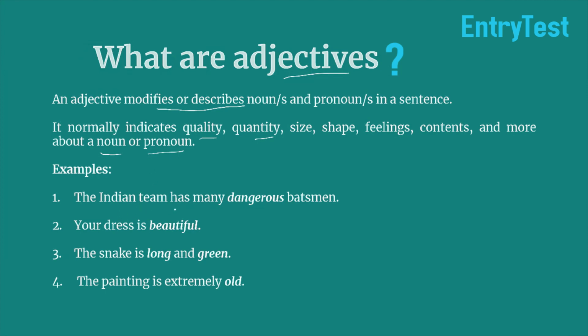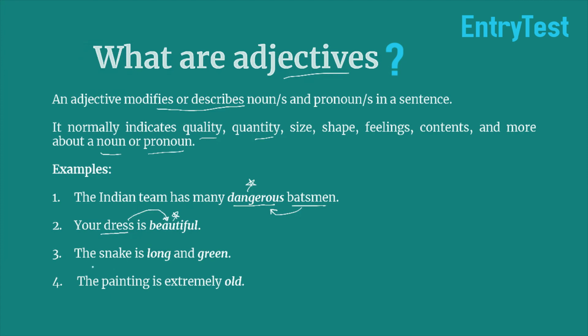So Indian team has many dangerous batsmen. Here dangerous acts as an adjective because it is describing the batsmen, which is a noun here. Okay, now next is, your dress is beautiful. Now dress, here I'm talking about a thing which is a noun, and it is beautiful. So here my beautiful word is going to be an adjective.